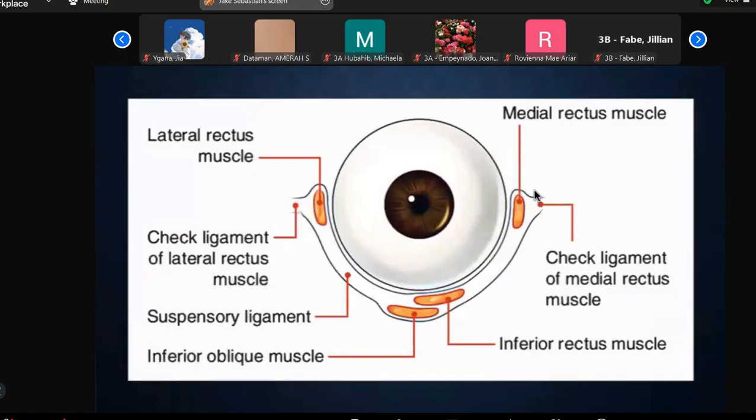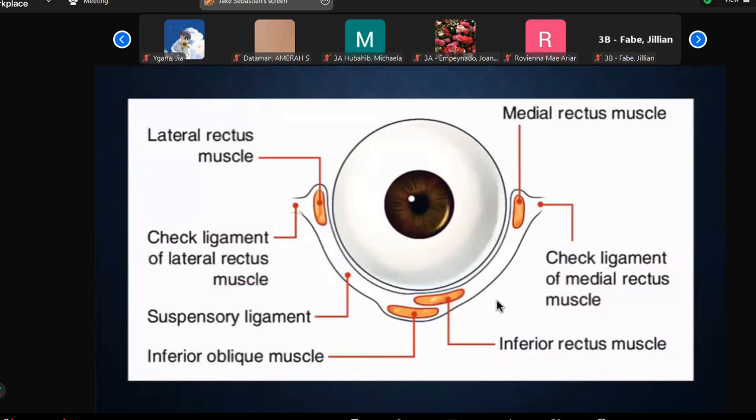So the Tenon's capsule is thickest in the area of the equator of the globe, and the connection between the Tenon's capsule and the periorbital tissue helps suspend the globe inside the orbit. So the extraocular muscles penetrate this connective tissue approximately 10 millimeters posterior to their insertions, and it serves as a sleeve around the muscles, creating pulleys and suspending the eyeball.